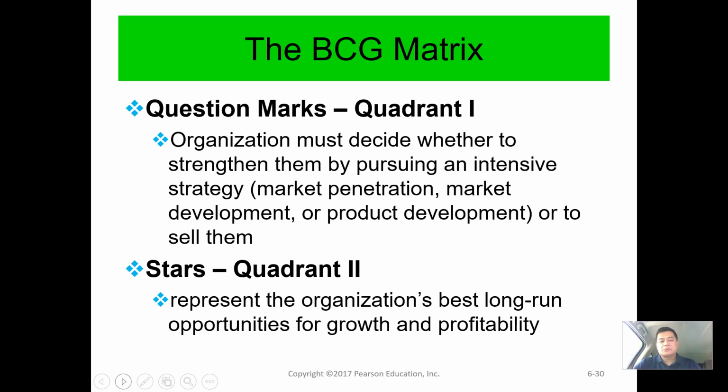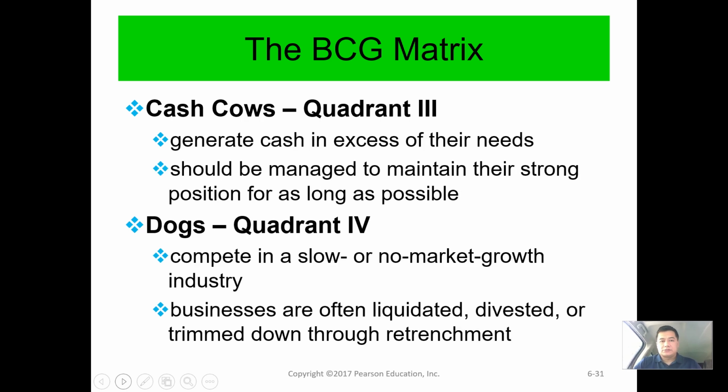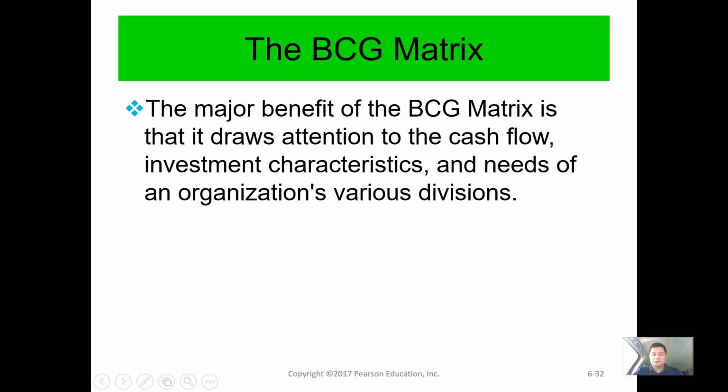Stars represent the organization's best long-run opportunities for growth and profitability. The BCG matrix cash cows, quadrant 3, generate cash in excess of their needs and should be managed to maintain their strong position for as long as possible. And the dogs, quadrant 4, compete in a slow or no market growth industry, and the businesses are often liquidated, divested, or trimmed down through retrenchment.